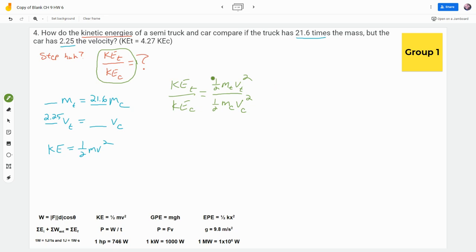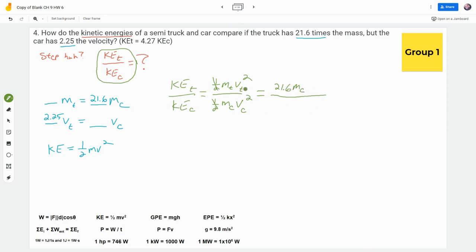All right, at this point, the halves cancel. Those go away. But I can't cancel anything else yet because m sub t is not equal to m sub c, and v sub t squared is not equal to v sub c squared. So we have to go through this and decide to either keep or replace the things. First things first, mass of truck. Well, that's very easy to replace, so I'm going to replace it. Instead of writing m sub t again, I'm going to replace it with 21.6 mass of the car.